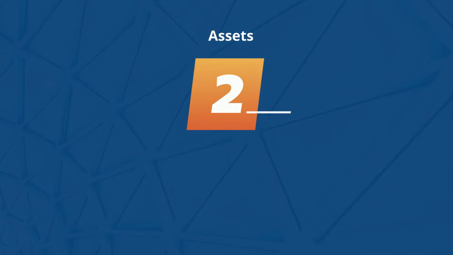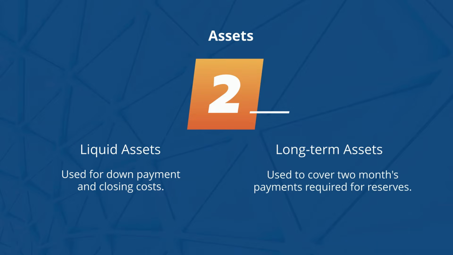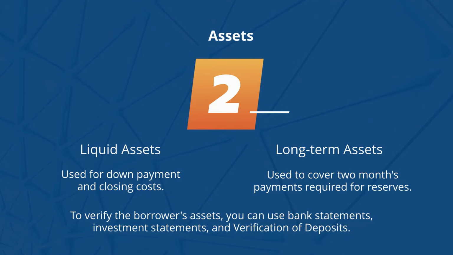Assets. Assets are divided into two types. One, liquid assets, which are used for down payment and closing costs. And two, long-term assets, which can be used to cover the 2 months' payments required for reserves. To verify the borrower's assets, you can use bank statements, investment statements, and verification of deposits.